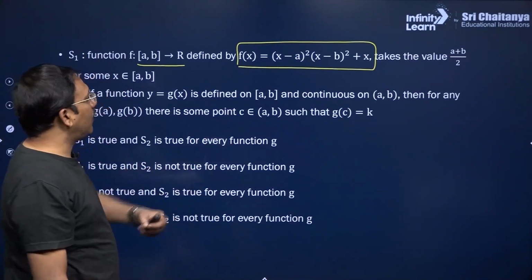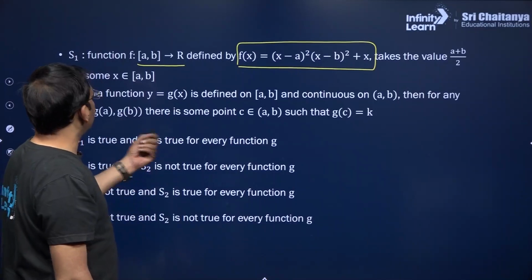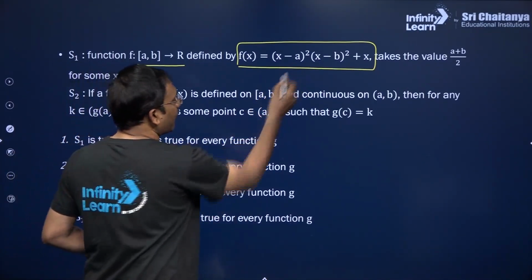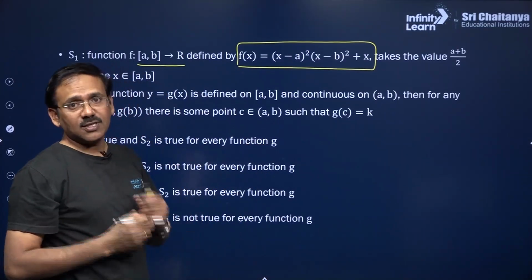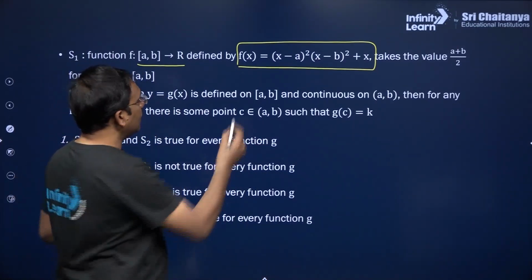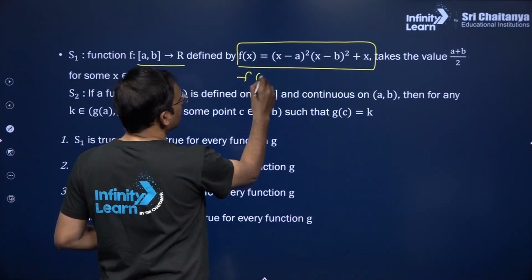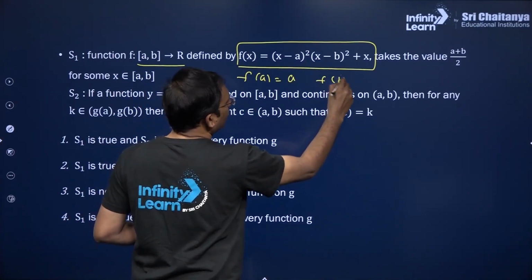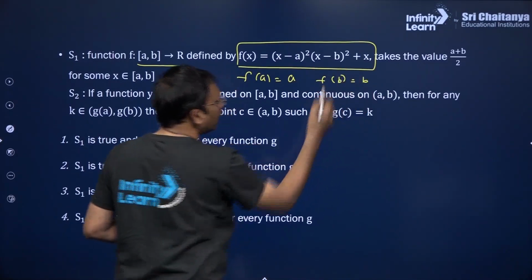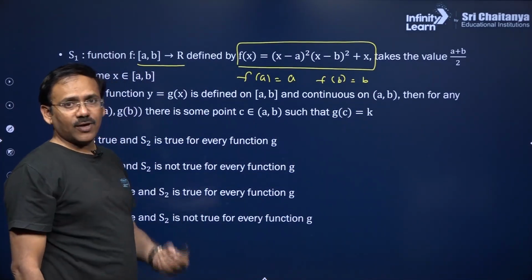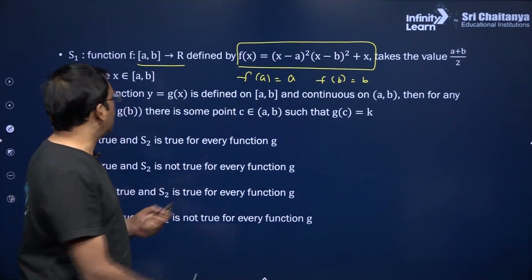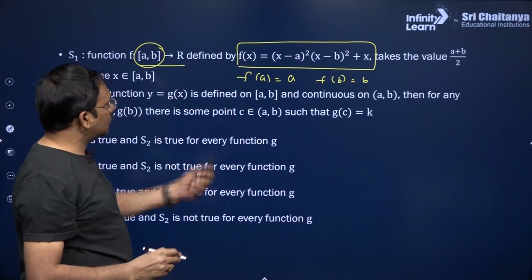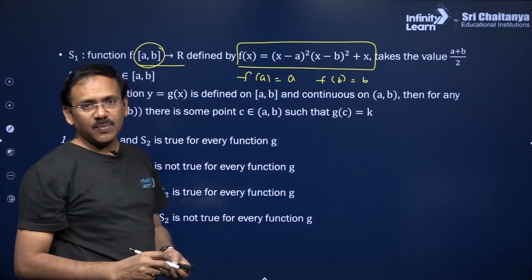It takes the value (a plus b) by 2 for some x belongs to (a, b). Friends, this is simple. Since it is a polynomial, f of x is continuous and differentiable. f of a you just find, my dear friends, this is 0 which is a, f of b is going to be b here. So f is a function which is continuous and differentiable on closed [a, b], as well as f of a is a, f of b is b.